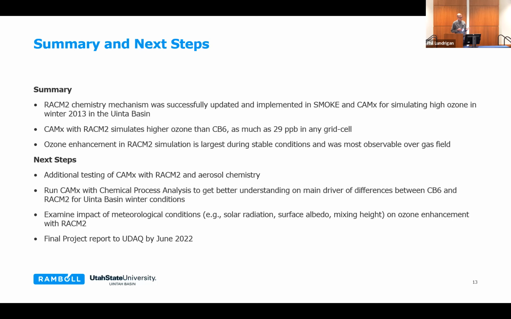What do we need to do next? We have some additional QA testing to do to make sure that that chemistry is working right with the aerosol chemistry in the model. And then we have a tool in the model called chemical process analysis that I think we can really start to now look at the interesting questions. Why are these two mechanisms different? I think we can't say more until we understand the reasons for the differences. And then we'll be wrapping up in June. Thank you.